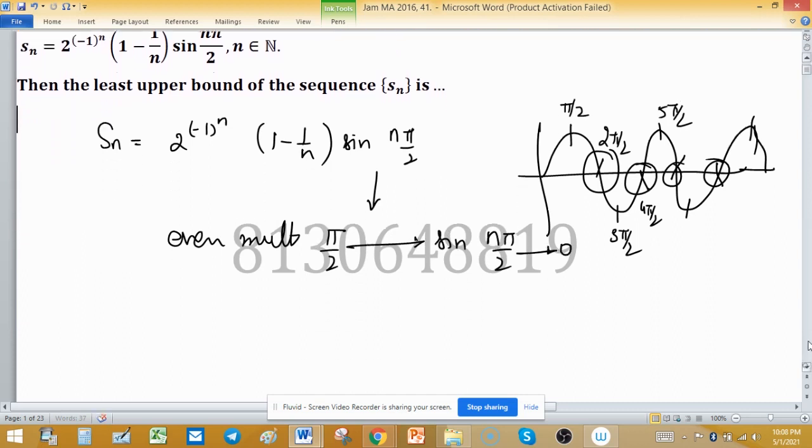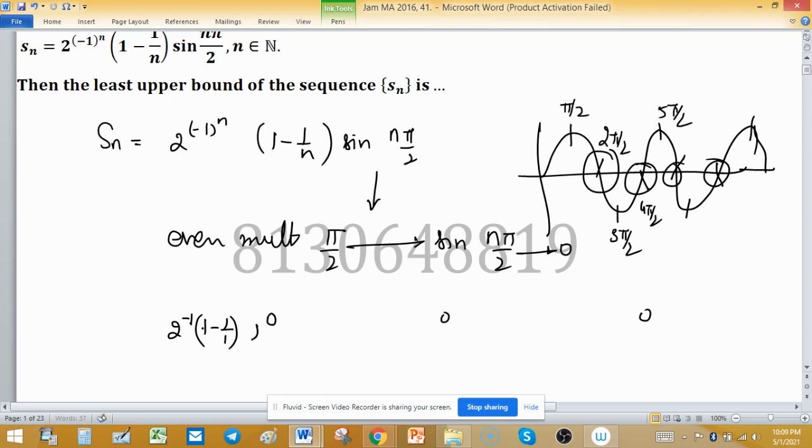So second term will be 0, fourth term is 0, and sixth term is 0. Now find first term. Putting the value of n as 1, this is 2 raised to the power minus 1, and inside the bracket 1 minus 1 upon n, where n is 1 here, and sine pi by 2 is 90.